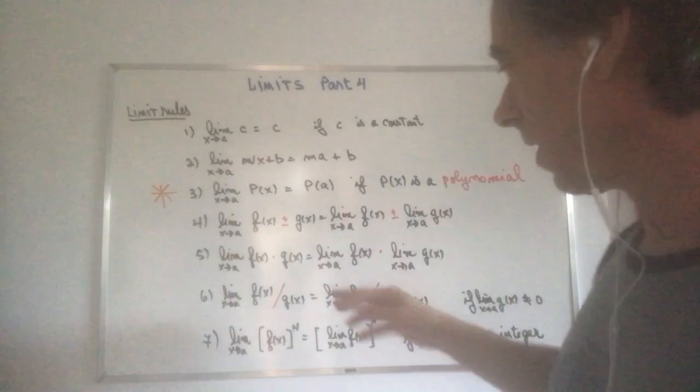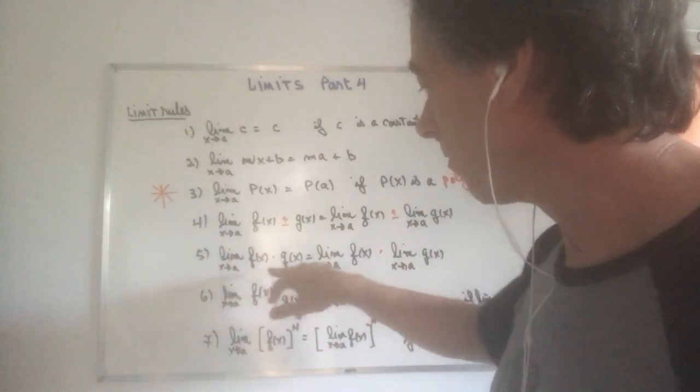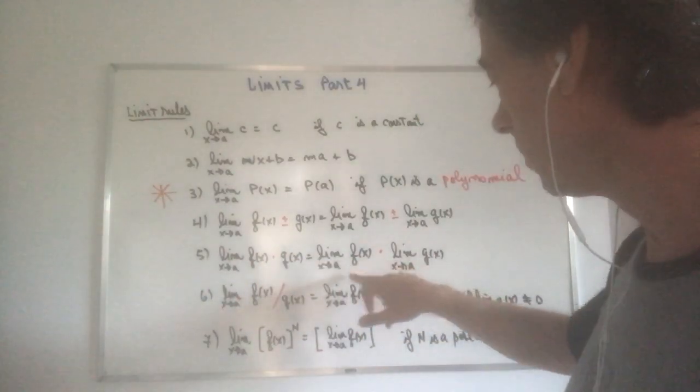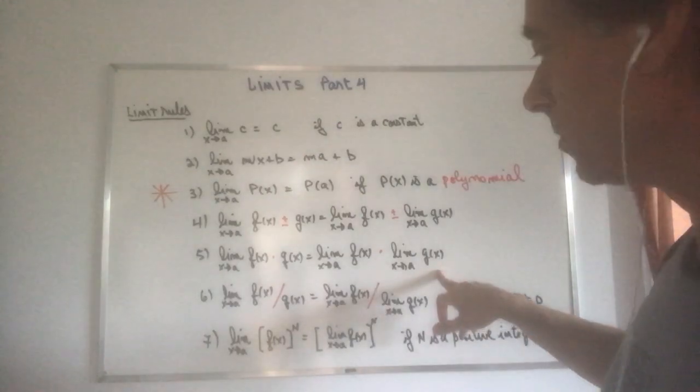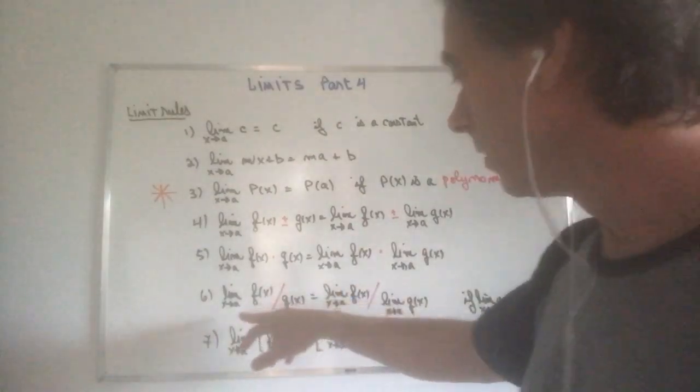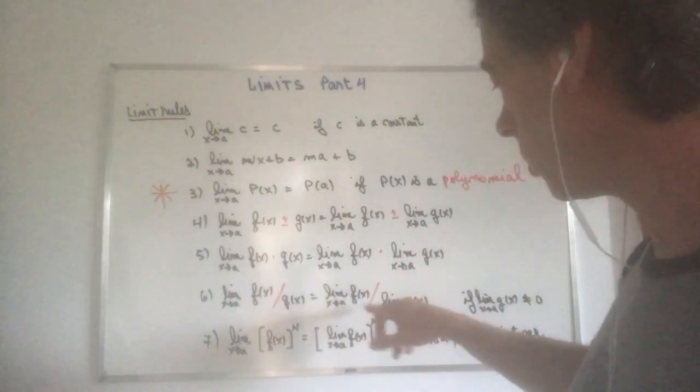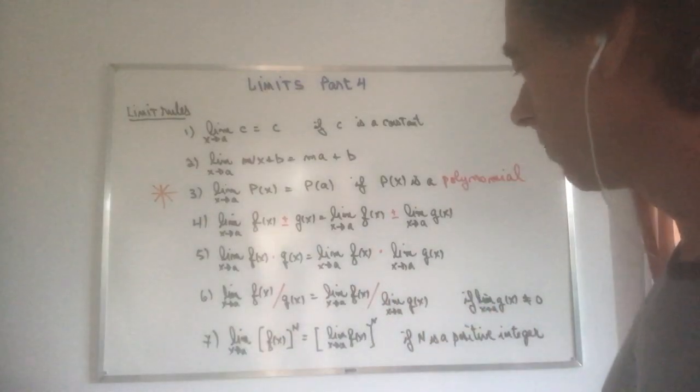A similar rule applies for multiplication. The limit of a product is the product of the limits. So I can break the limits in two, and I can do the same for division. The limit of a quotient is the quotient of the limits.